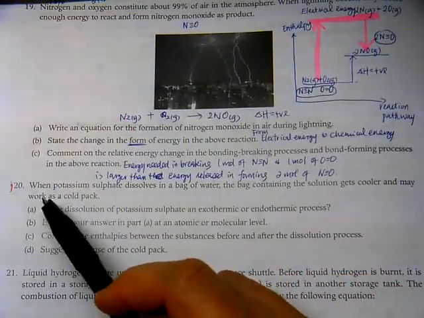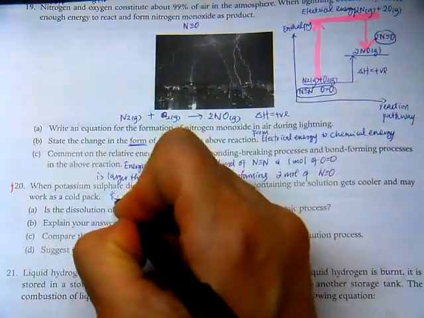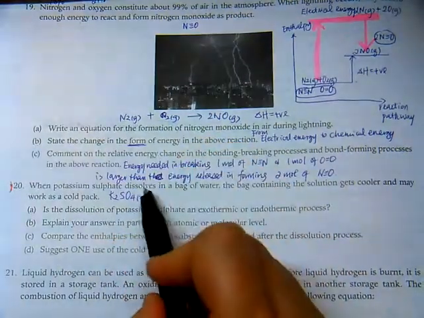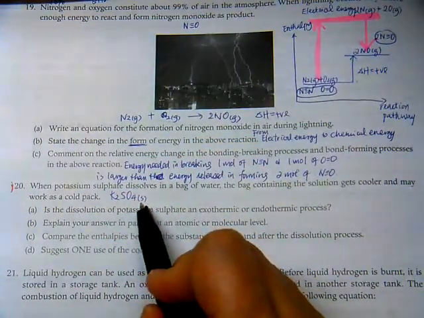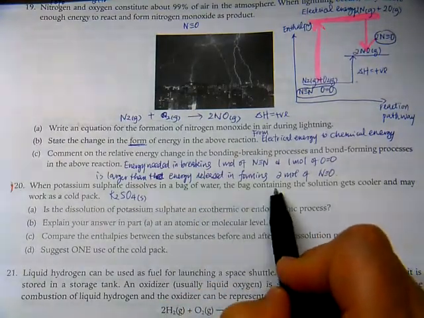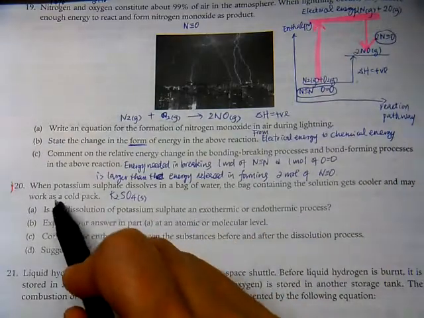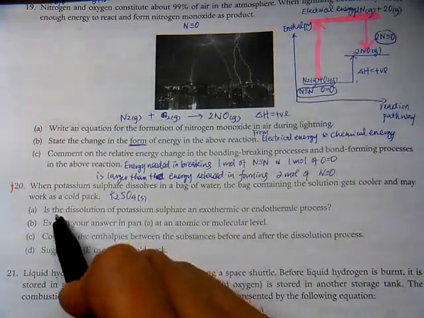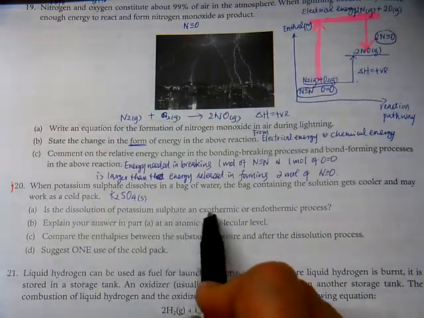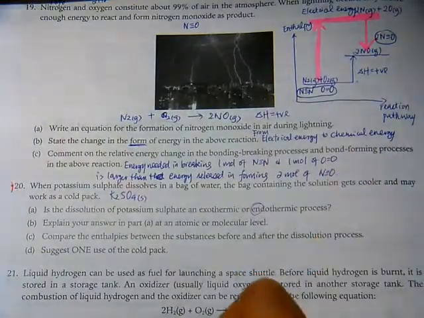Let's look at question number 20. When potassium sulfate with formula K2SO4, that means solid, dissolves in a bag of water, the bag containing the solution gets cooler and may work as a cold pack. Is the dissolution of potassium sulfate an exothermic or endothermic process? It's easy. It must be endothermic.